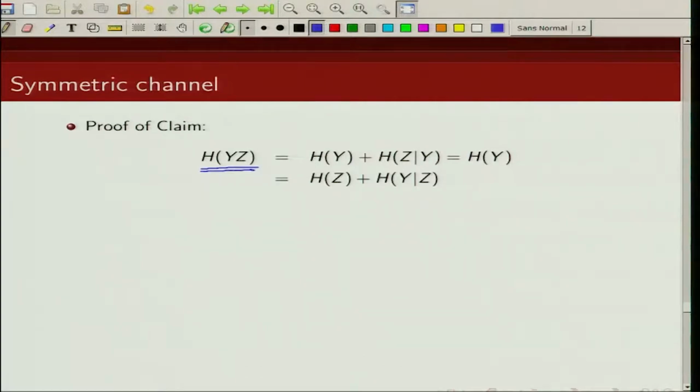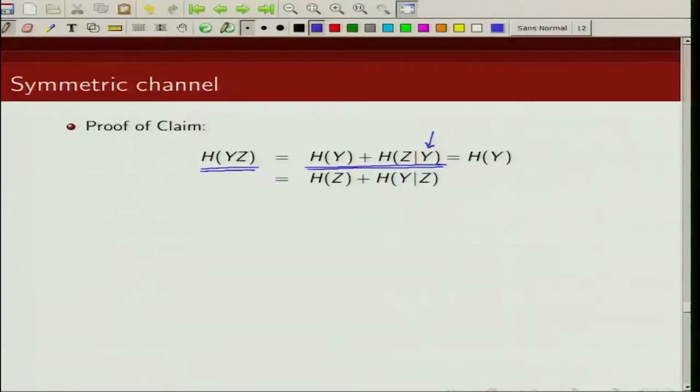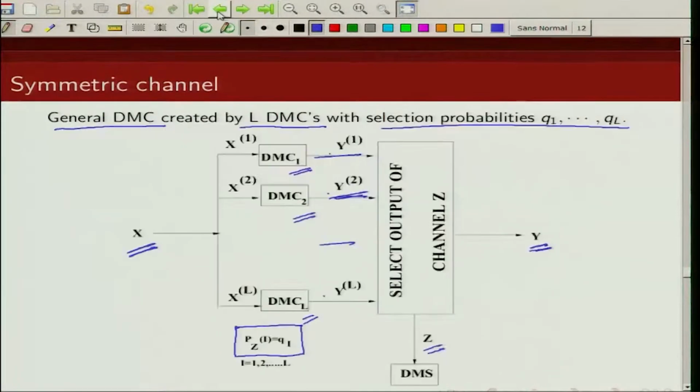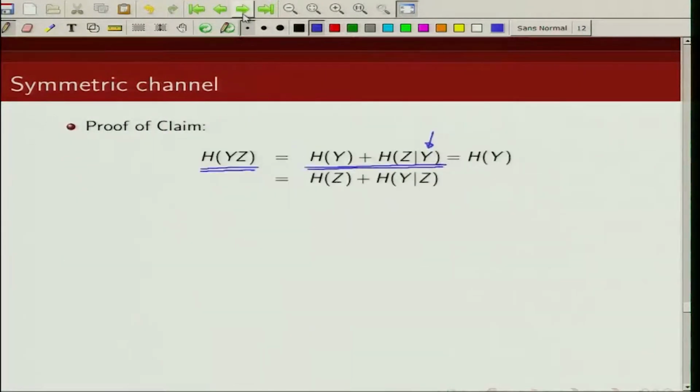So joint entropy of y and z using chain rule can be written like this: uncertainty in y plus uncertainty in z given y. Now if I tell you what my y is, now what is y? If you go back to the diagram here, y is basically either y1, y2, y3, yL depending upon which channel is selected. So if I tell you what my y is, you know precisely what channel has been selected. So z is known. So there is no uncertainty in z given y.